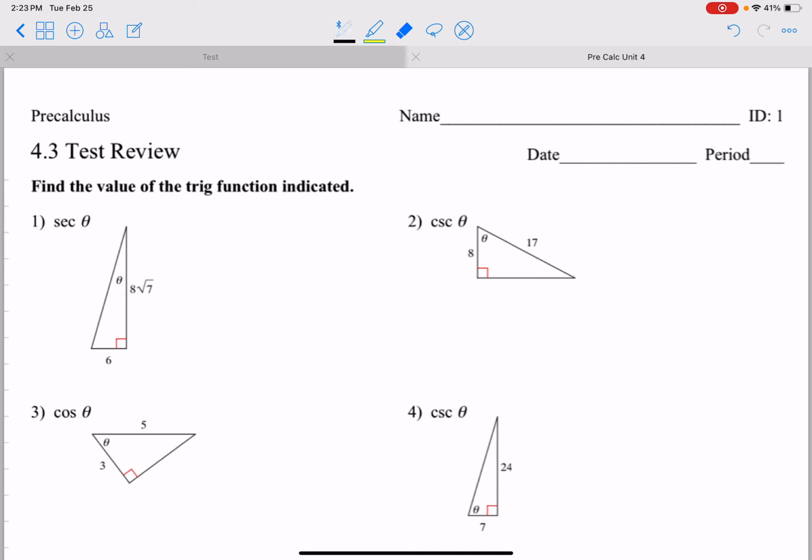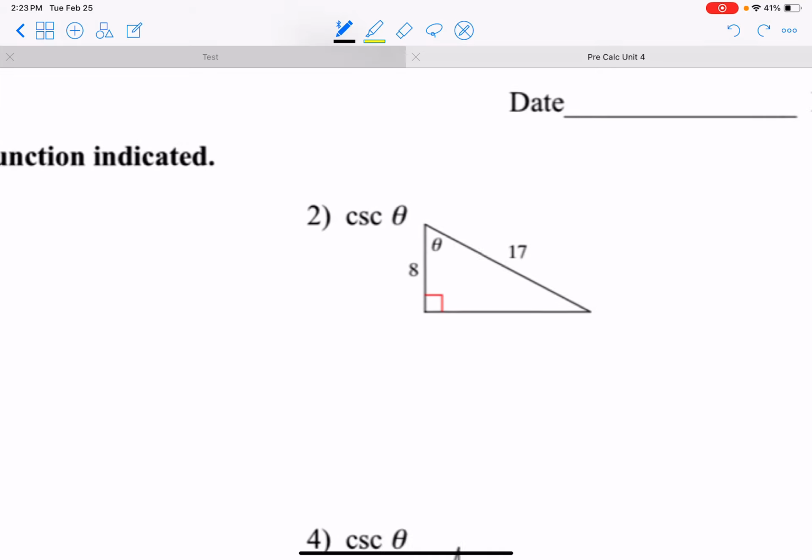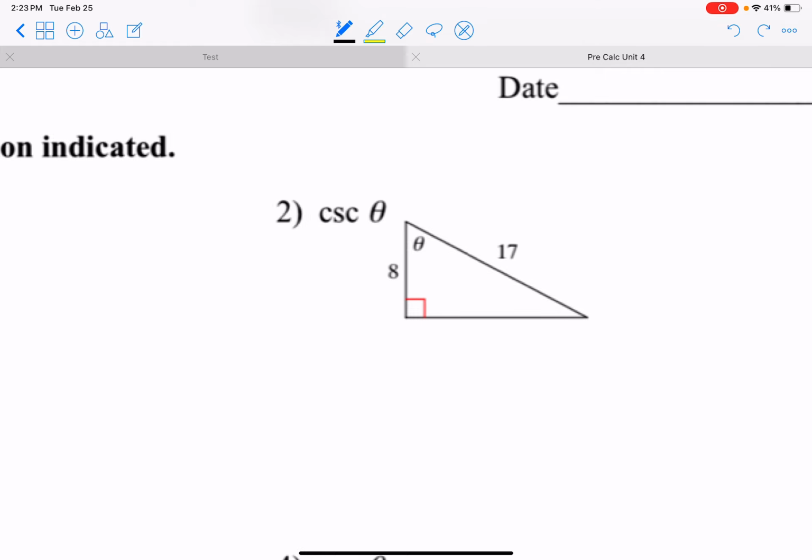Let's do number 2. Why don't you go ahead and do number 2 right now and then see if what you did agrees with what I did. So cool. You paused it and you did number 2. All right. So if I was doing number 2, I'd be like, okay, I got to find the cosecant of theta of this angle.